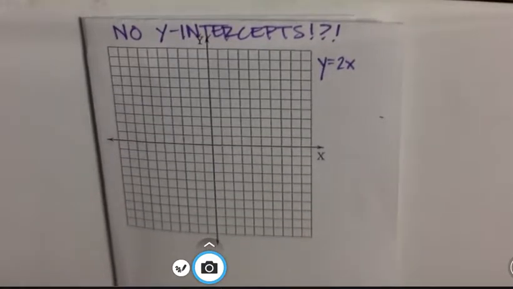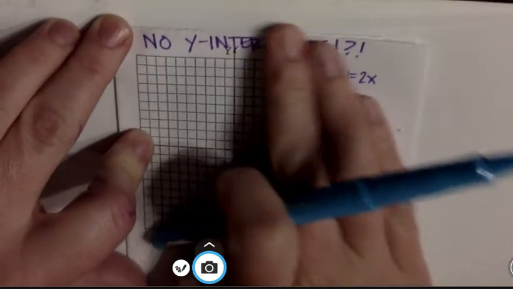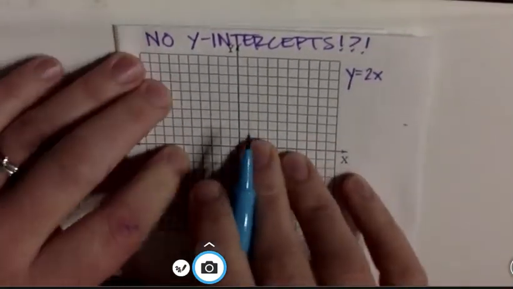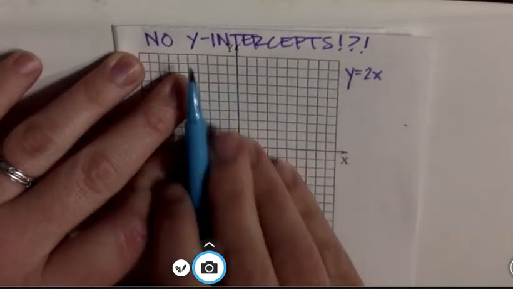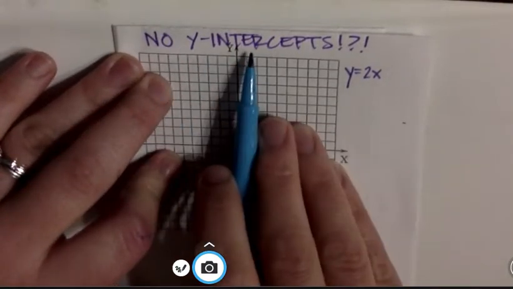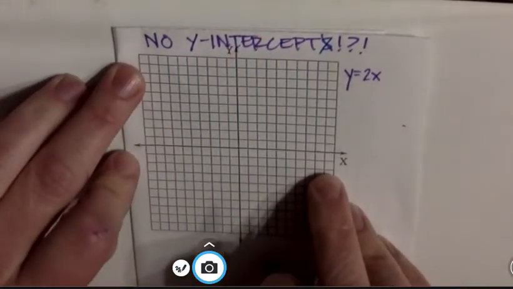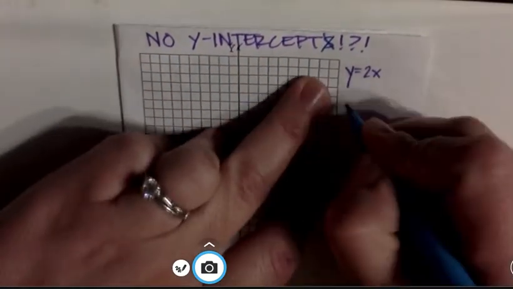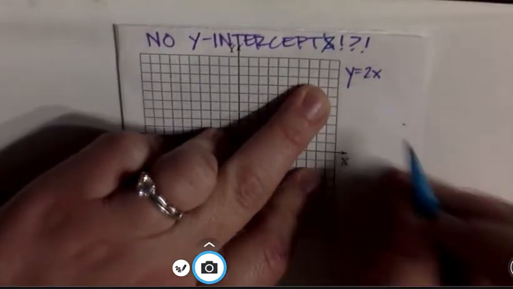We are going to look at a situation that will strike fear deep in your hearts. Not really. But what about if you have an equation where there's no y-intercept that you can find? So essentially we have this equation y equals 2x. No y-intercept. It's just not there.